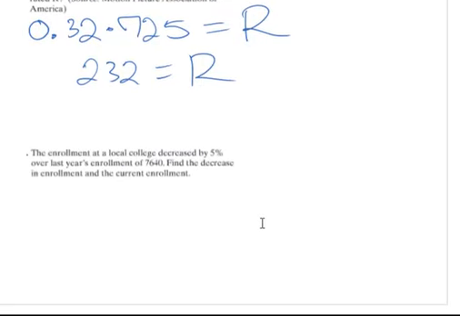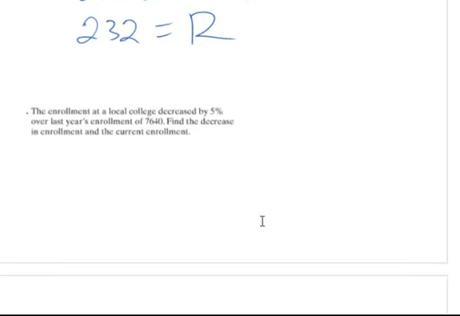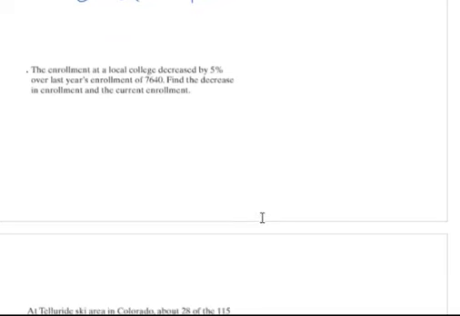All right. So the next problem says the enrollment at a local college decreased by 5%. So first off, I want to think about that word decreased. Decreased means it's going down. Okay, so it says enrollment at a local college decreased by 5% over last year's enrollment of 7,640. Find the decrease in enrollment and the current enrollment.